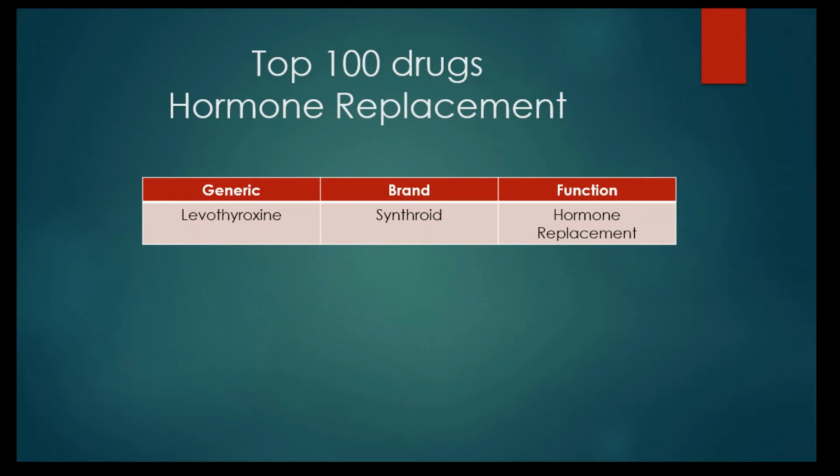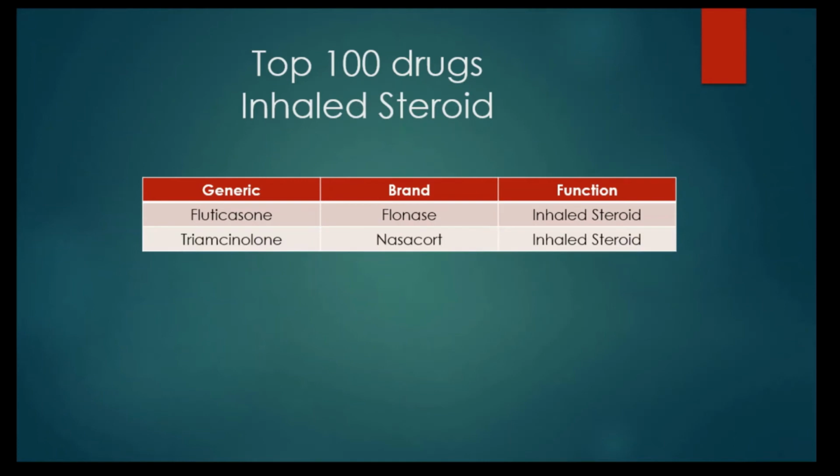Hormone replacement, we've got levothyroxine as Synthroid. There's also another one that you'll probably see is called Armour Thyroid. Alright, next we've got inhaled steroids. Steroids such as fluticasone, which is Flonase, and triamcinolone, which is Nasacort.